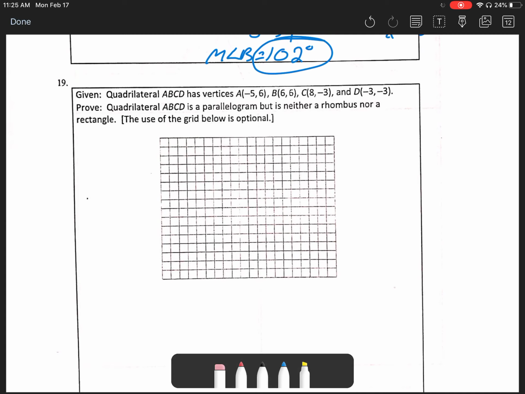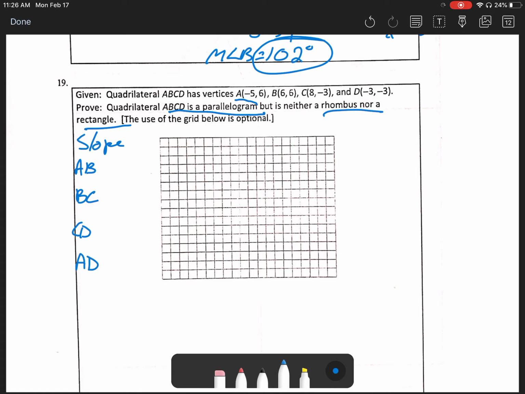Okay, so we have to prove that it is a parallelogram, but it's not a rhombus or a rectangle. Now you can graph this, which is fine, but the first thing I want to do with all of these is actually find the slope of each side. So I want to know the slope from A to B. I want to know the slope from B to C, from C to D, and from A to D. And that'll actually show a few things.